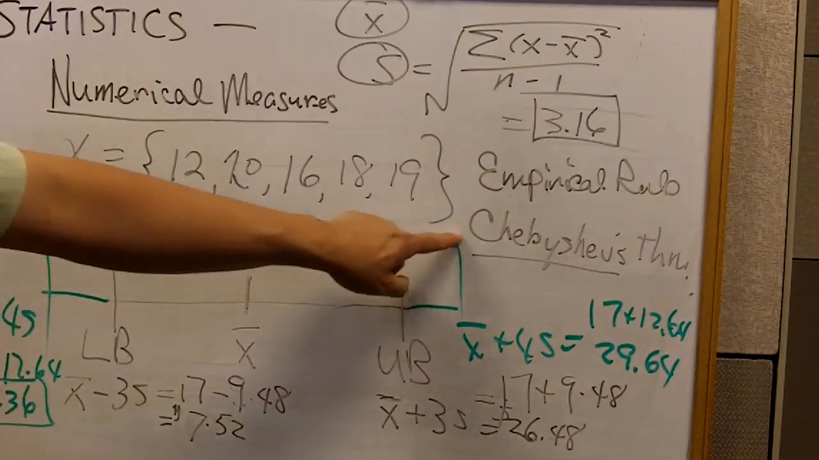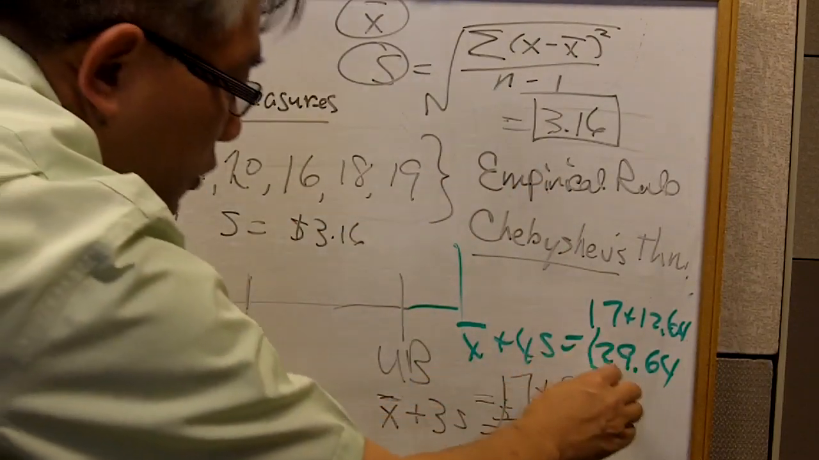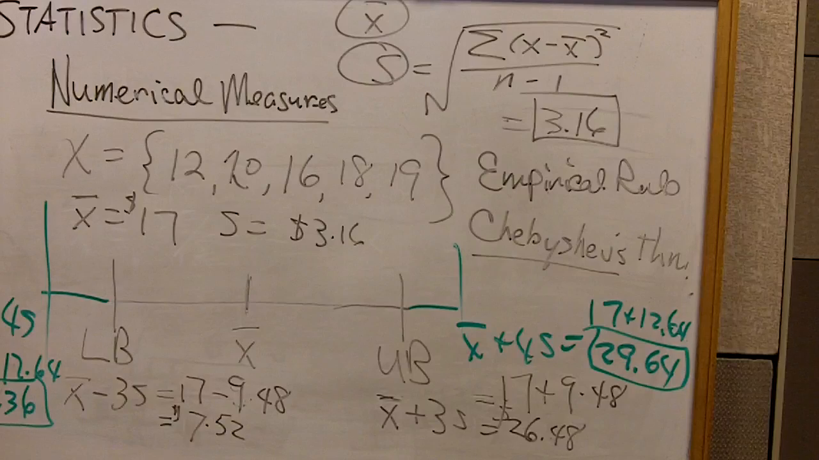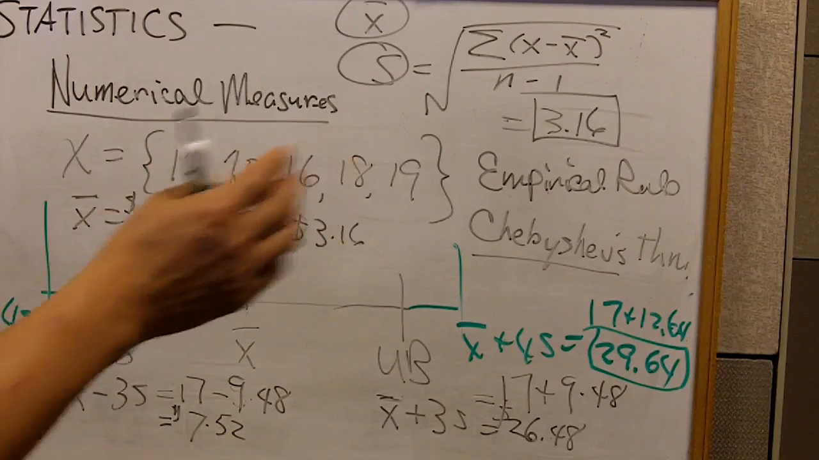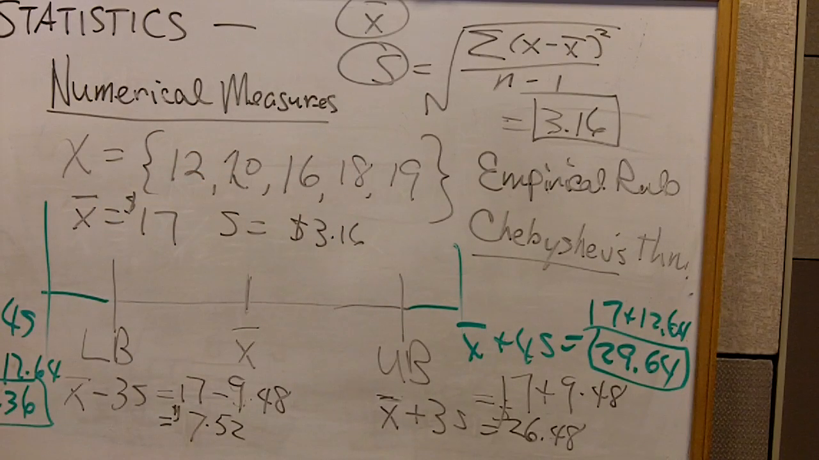Using Chebyshev's theorem, the lower bound and upper bound values are further out, and we don't have any values that are lower than 4.36 or higher than 29.64. That's Chebyshev's theorem. With the use of x bar and standard deviation, we applied one of these two rules, and which one to use depends on whether we have a symmetrical distribution.